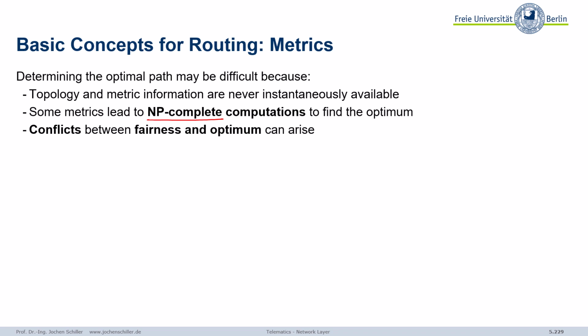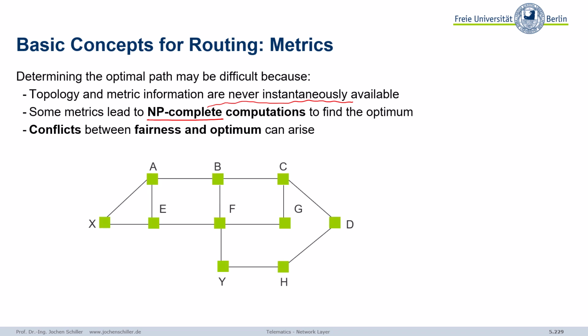But additionally, we don't have all the information about topology in an instantaneous way. Plus the network is dynamic, plus we have conflicts between, for example, fairness and optimum. Maybe you optimize a path, but then you notice, oh, this is not fair considering the other paths. Just an example. If we want to route traffic through this network, then we could ask for the highest throughput between two nodes.